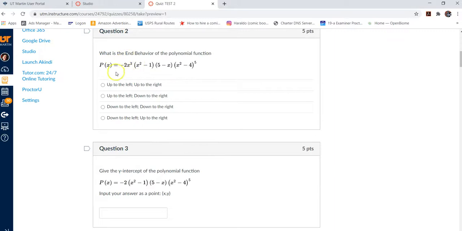Okay, so negative 2x cubed is not the leading term. This is in factored form, and you have to find the leading term. So that was more work. So still, it's going to be up, up.